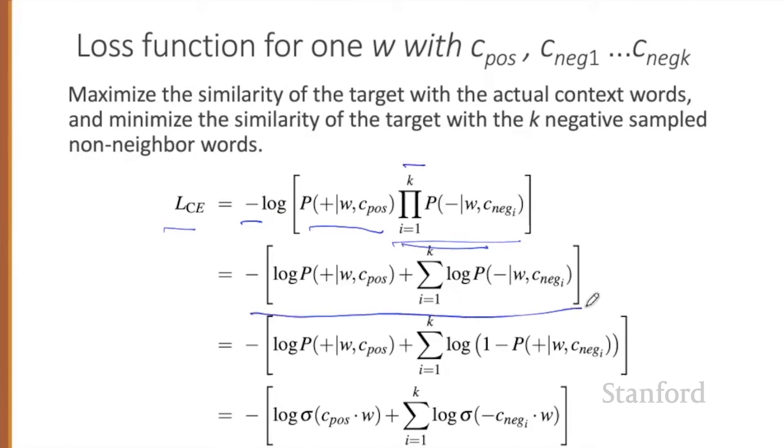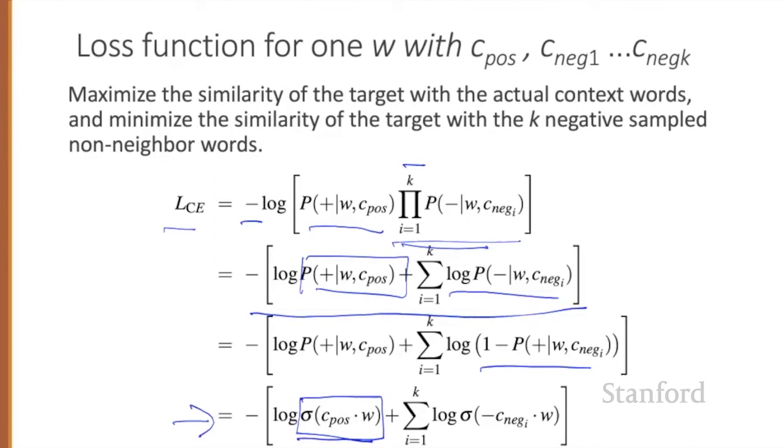So we can do a little arithmetic, and now we have a sum of logs instead of a product of probabilities. If we want, instead of talking about P of minus, we can talk about 1 minus P of plus. And then if we substitute in for P of plus our sigmoid of the dot product, which is our estimate of P, you can see here that what we're doing is maximizing the dot product of the word with the actual context words and minimizing the dot product of the word with the k negative sampled non-neighbor words. Again, because we have a loss here.